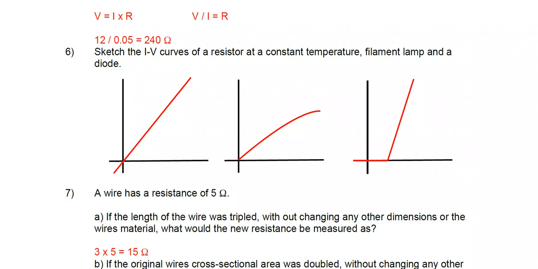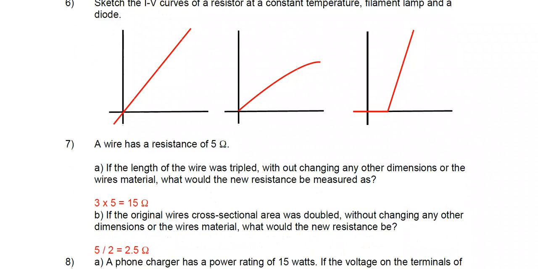And then finally with the diode, well, effectively nothing will happen until you get just over a threshold voltage. Then the current will flow through the diode. Up until that point, nothing will happen, and in the opposite direction, of course, nothing will pass through the diode.